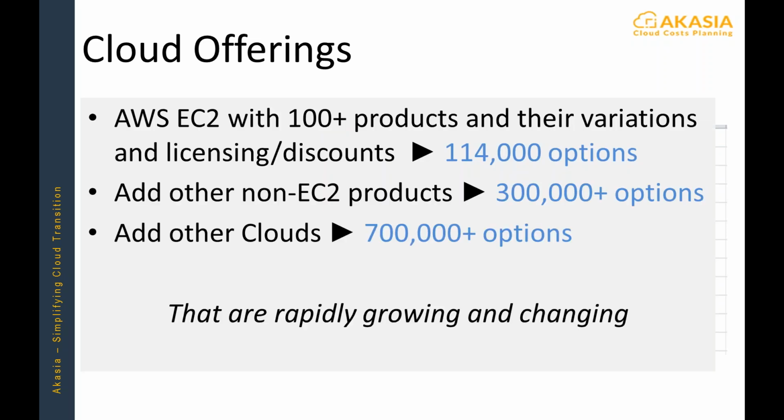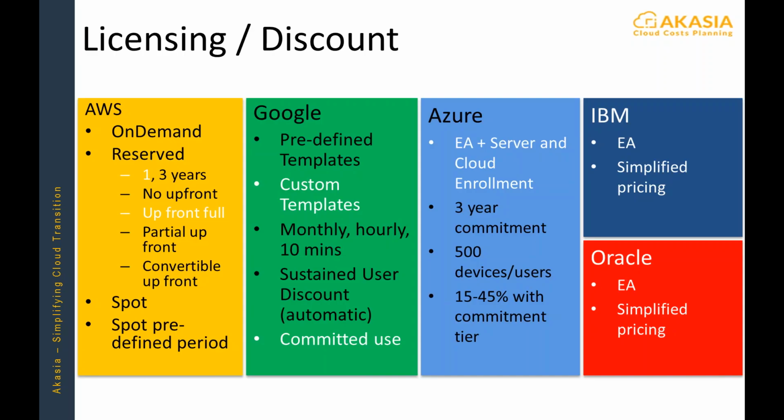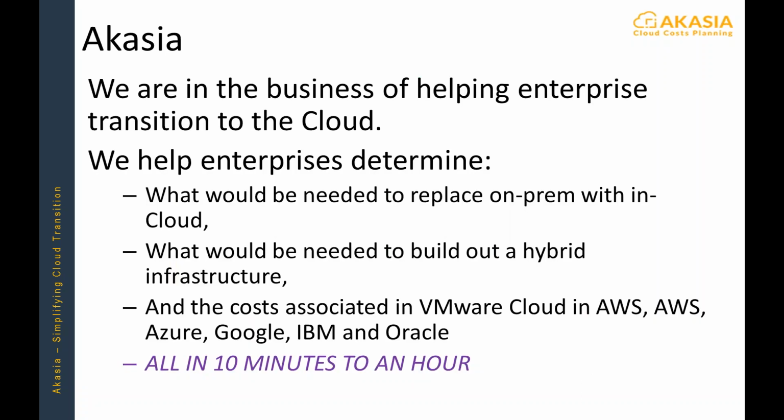To give you a quick scenario, in EC2 itself, you're talking about 100-plus products, about 100K-plus options. Now you talk about non-EC2 products, the other products from Amazon. Now you're talking about 300,000-plus. Then as we add other clouds, the Googles, the Azures, and everything else, we're talking close to 1 million options to choose from, which becomes very difficult. And by the way, it's rapidly growing, and the permutations, combinations, and prices do change as well. So in this ever-changing environment, how do you plan? That's really where we come into play. I just mentioned licensing and discount models, and there are more details about it. I'm not going to go through it, but I'm going to talk about what we in Akasia do.